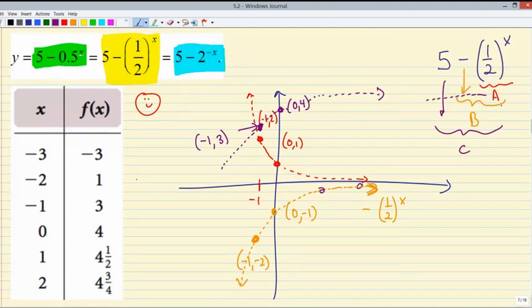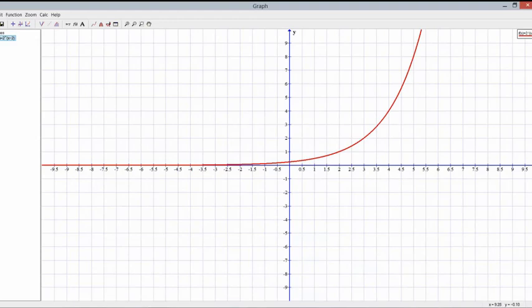Part A is the red graph, which only did 1/2 to the x power. Then we applied the negative, which flipped it about the x-axis. It made all your positive y values negative. And then we took that graph and we shifted it up 5 units. That's the function we were given, right?